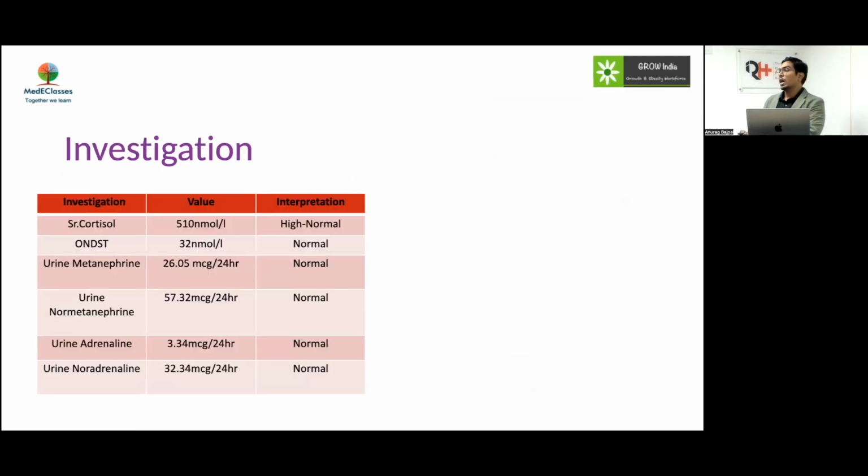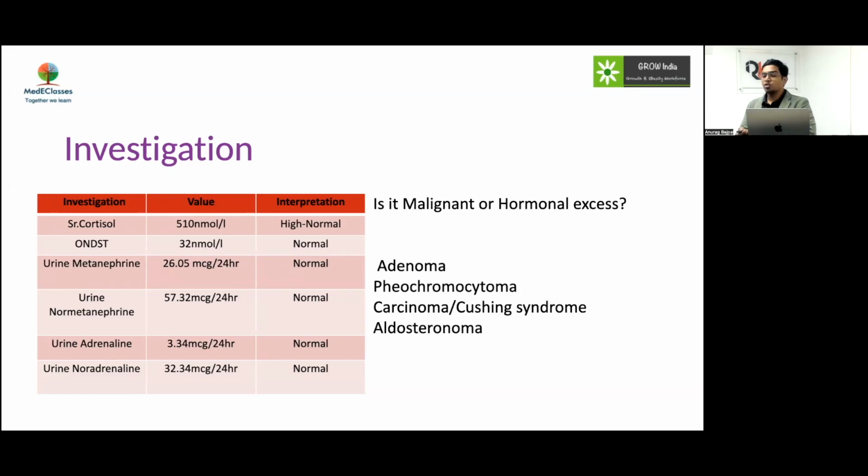Now after that, we advised some investigations. In the investigations, serum cortisol level was high, which was 510 nanomole per liter, and after the dexamethasone suppression test, it became very low. And as sir has told, urinary metanephrine and normetanephrine level was quite normal here. Another important thing to remember is: what is the cutoff for the overnight dexamethasone suppression test in an incidentaloma?